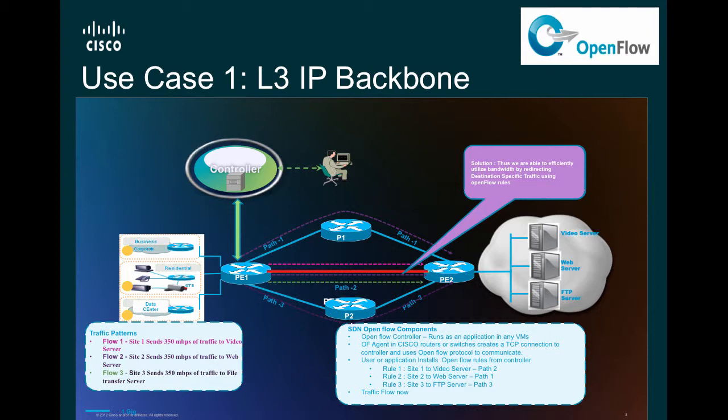So the first use case that we can demonstrate in the CPOC lab is the layer 3 IP backbone use case. As you can see in this diagram, you have three different flows from three different sites connected to PE1, which are trying to send 350 megs of traffic each to PE3. There are three different servers behind your PE2. You have a video server, a web server, and an FTP server. They are residing in different VLANs.